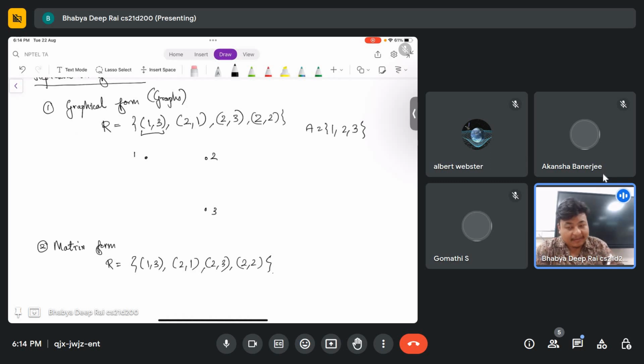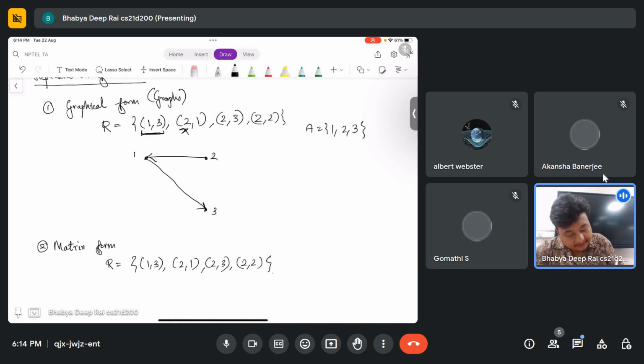A is 1, 2, 3. So I make nodes, I make vertices. And if 1 is related to 3, I draw an edge with an arrow as follows. 1 is related to 3. And next, 2 is related to 1.